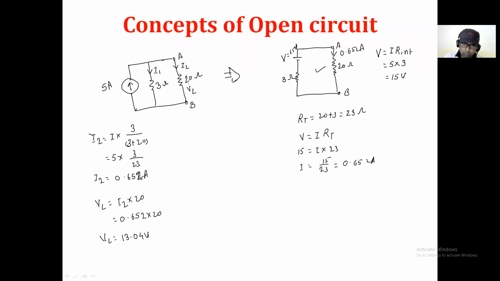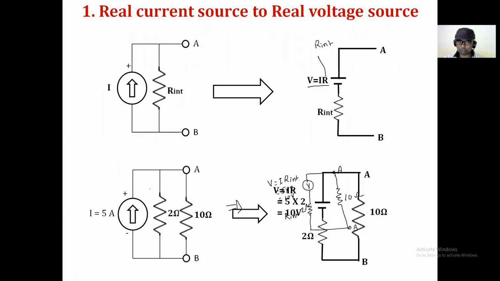And the current flowing through this 20 ohm resistance in the other case is also 0.652. Is it the same? Yes, it must be the same. And once the current flowing through this resistance is the same, by default the voltage across it is also the same, and you will get 13.04. Get my point? Is it that clear? Yes, sir.